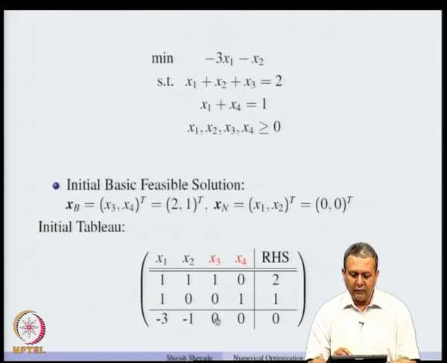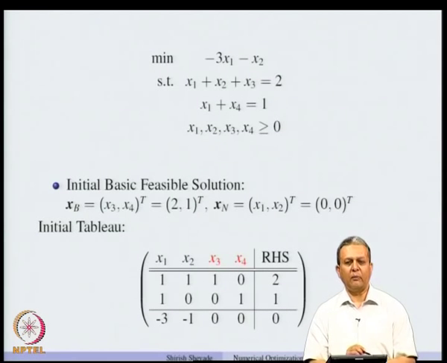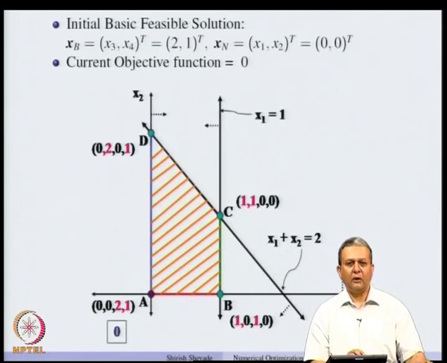And here the relative cost factors of basic variables is 0 and the relative cost factors of the non-basic variables are negative. Okay. So, which means that the current feasible solution is not an optimal solution.